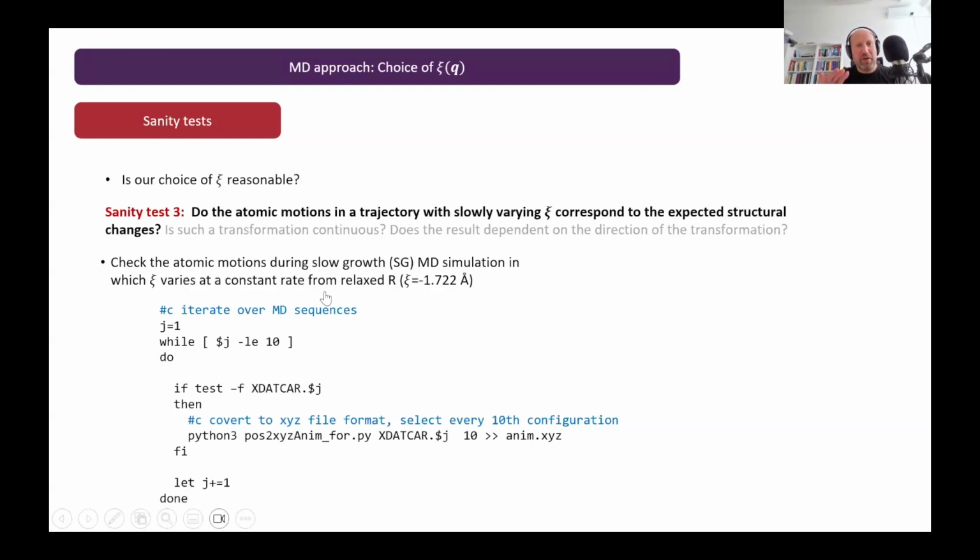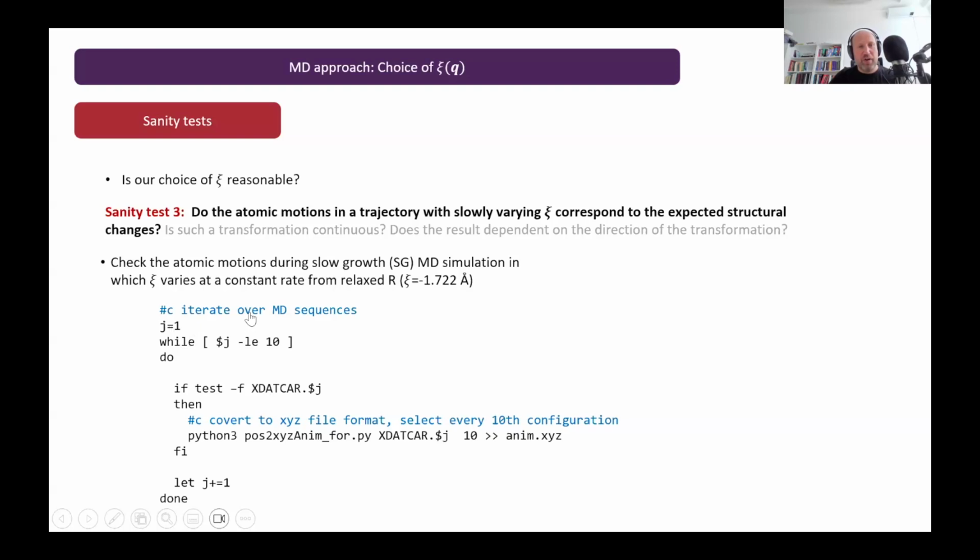Okay, so imagine the slow growth simulation is over. Now we would like to check whether the atomic motions in the trajectory generated by slow growth really correspond to the expected structural changes for the given reaction. So we would like to visualize the trajectory we generated. For that, I use this sequence of bash commands.